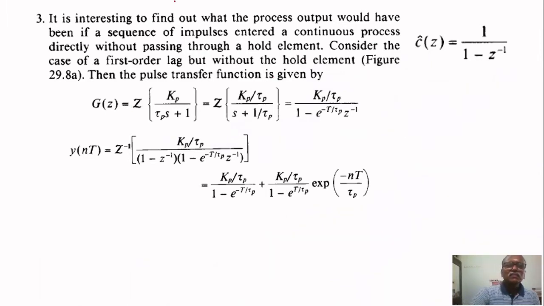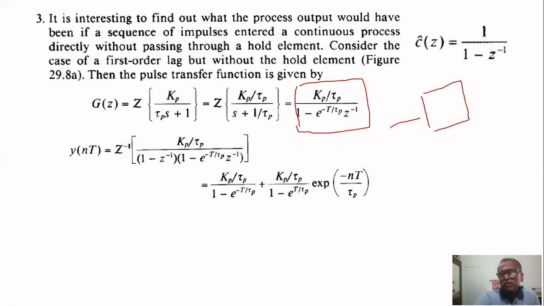Another interesting thing: yesterday I mentioned that if you take the pulse transfer function without cascading H of S, that is the hold circuit, what will happen to the system, that we'll see. I am having a continuous system, G of S. For that, I am deliberately giving discrete input. What will be the output?